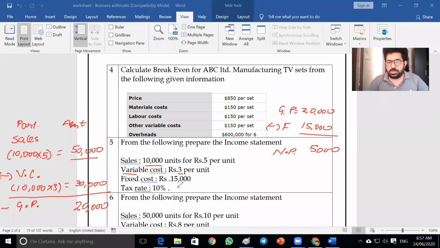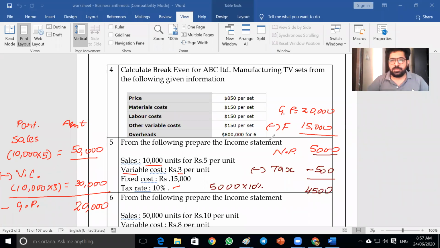Now, tax rate is also mentioned in the question. Now, how to deduct the taxes? Net profit से ही tax जाता है. Only you have to do is that you have to deduct the tax. Now, tax is 10%. So, you will calculate 10% of 5,000. 5,000 का 10% कितना हुआ? 500. Simple math calculation. 5,000, 10% is your tax. So here you will deduct the taxes, minus 500, and you will get the answer, that is net profit after taxes 4,500.